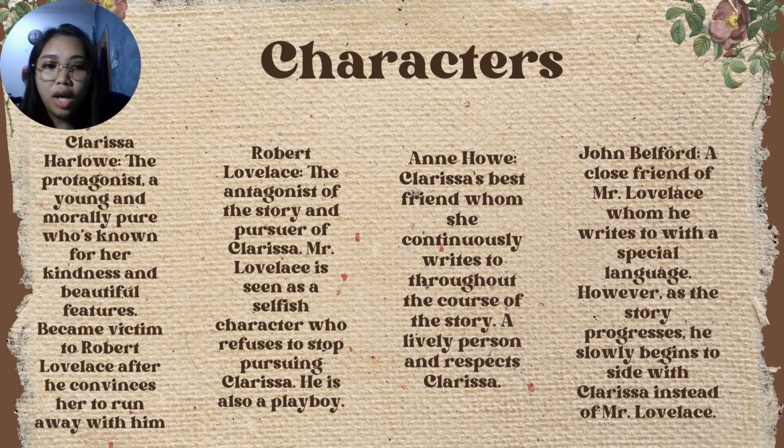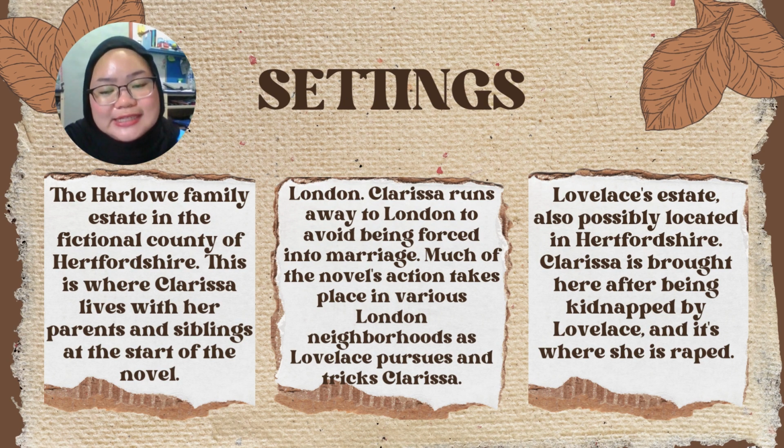And also the fourth one, John Belford, a close friend of Mr. Lovelace, whom he writes to with a special language throughout the whole story. However, as the story progresses, he slowly begins to side with Clarissa instead of Mr. Lovelace. So for settings, it is set in 18th century England, and there are three key locations that can be included from this novel.